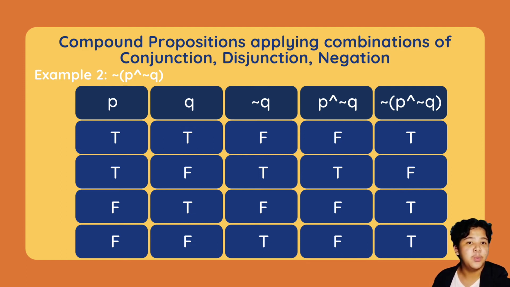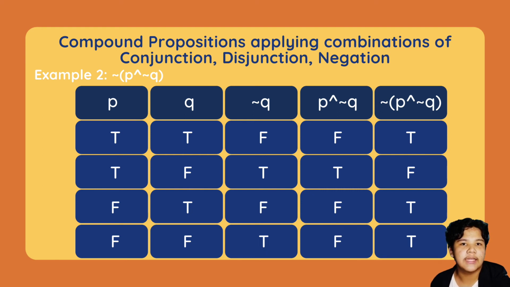Once again, start by putting two trues and two falses respectively on P, and an alternating true and false on Q. Now, we must first negate Q before proceeding with the conjunction within the parentheses. So Q's negations are false, true, false, true. Now, we can proceed with the conjunction of P and not Q. The truth values will be false, true, false, and false.